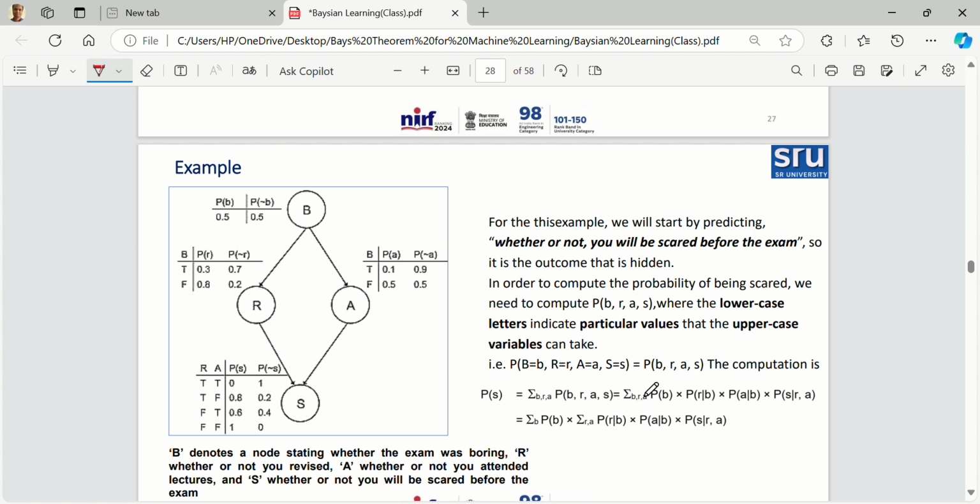So the probability of B, R, S can be calculated as the summation over B of the probability of B, times the summation over R and A of the probability of R given B, times the probability of A given B, times the probability of S given R and A. So this part is totally independent and this part is dependent. The probability of B is all here, and the probability of R is also here.